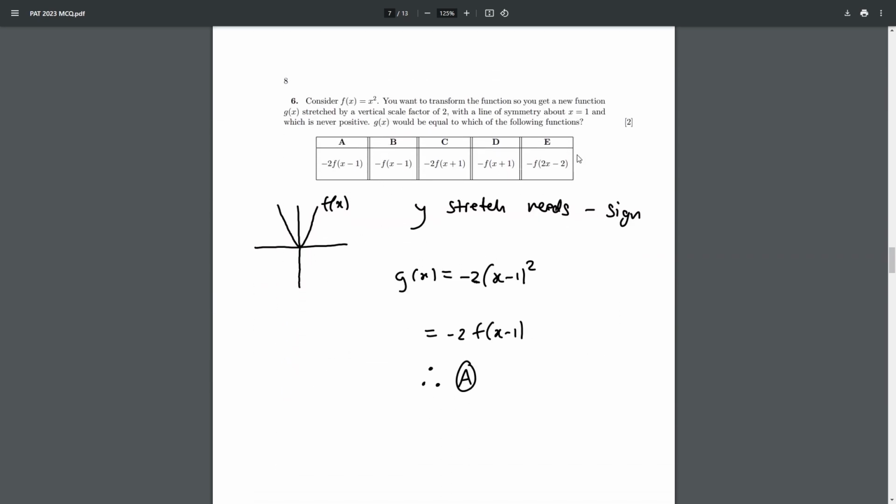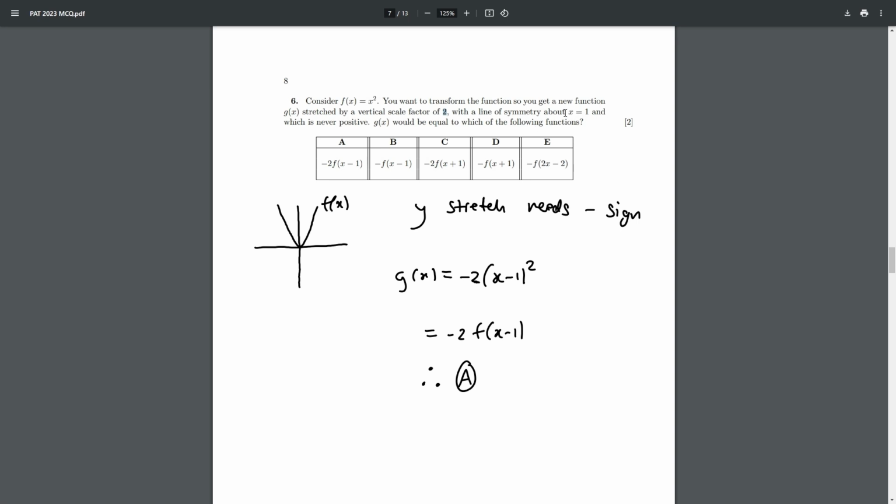Question 6. Consider f of x is equal to x squared. You want to transform the function so you get a new function, g of x, stretched by a vertical scale factor of 2 with a line of symmetry about x equals 1 and which is never positive. G of x is which of the following functions? So we know f of x squared is always positive. So to make sure it's never positive, we want to multiply by minus 2, as that does our vertical stretching as well.